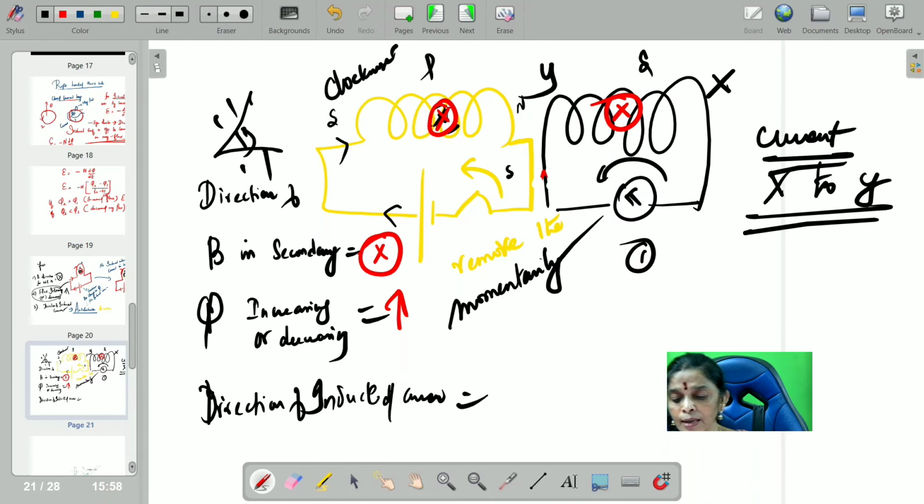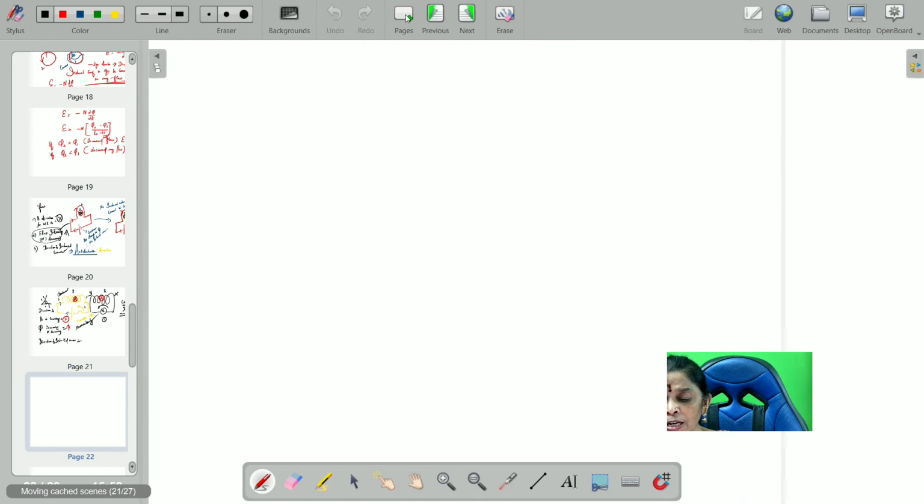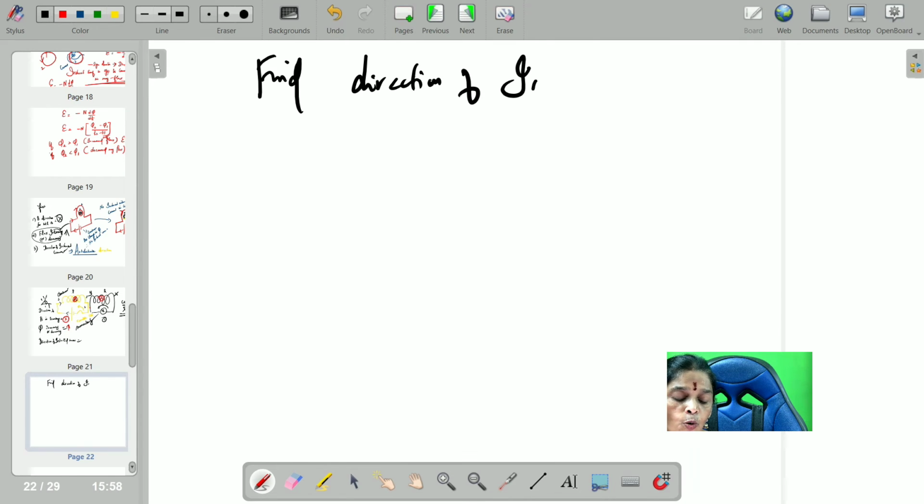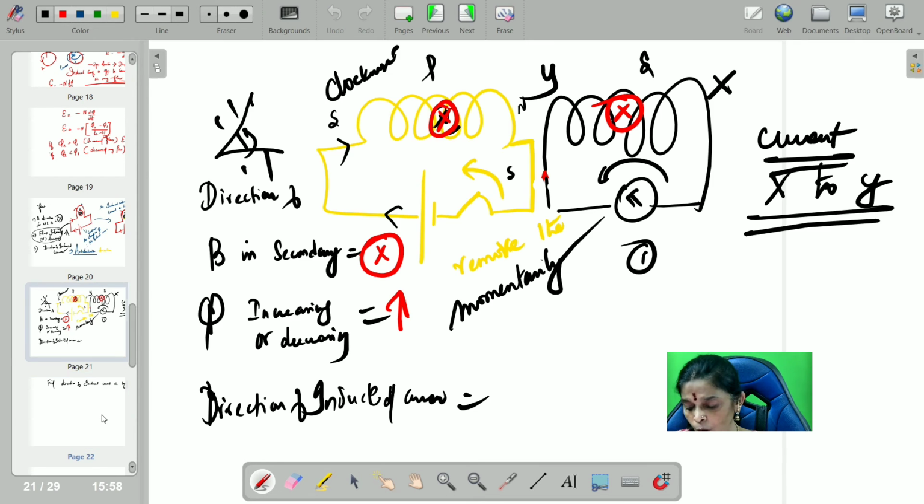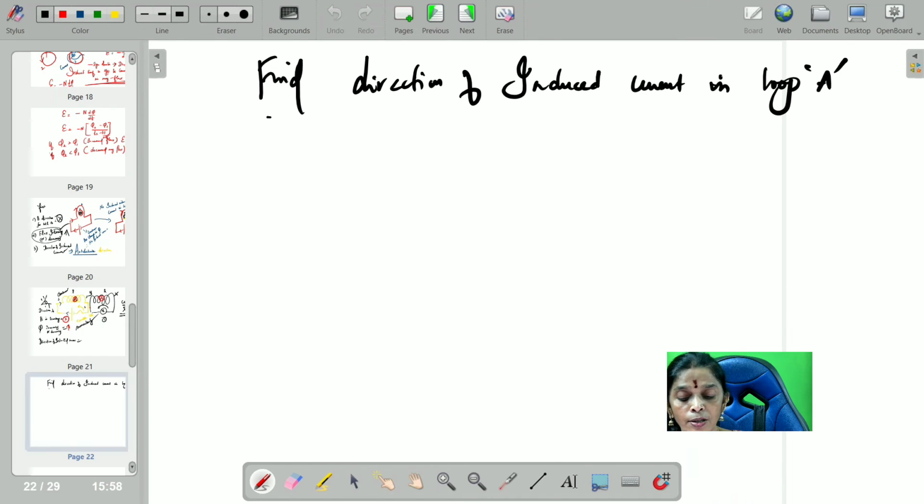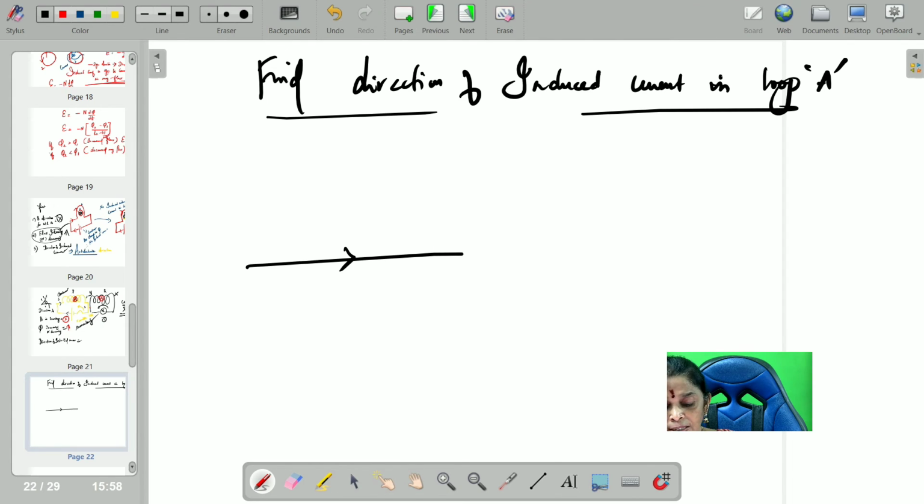Do you understand? There is another type, which let me tell you quickly. Find the direction of induced current in the loop A. This is the other type, children. You know the magnet type, you know the two secondary coils type. Now it is the induced current in the loop. This is the current direction in a straight wire, and the straight wire current is decreasing.